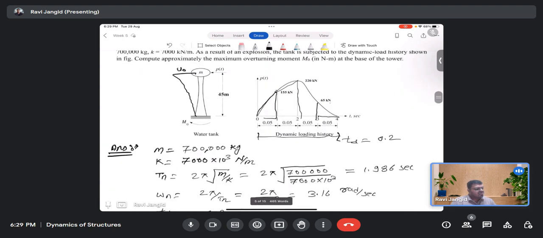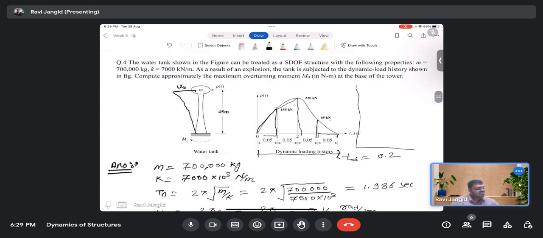So now I can find out the force or the moment. So the force would be F equal to K times u naught. So K is given to you as 7,000, and u naught is 9.945 into 10 raised to power minus 3. Okay, so you can find out the force. The force I am getting is 69.6 kilonewton.